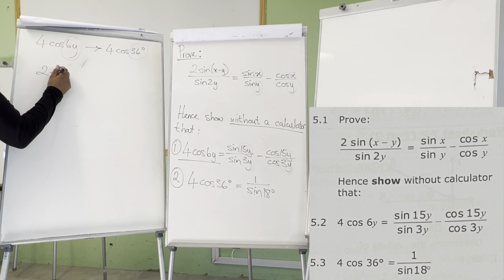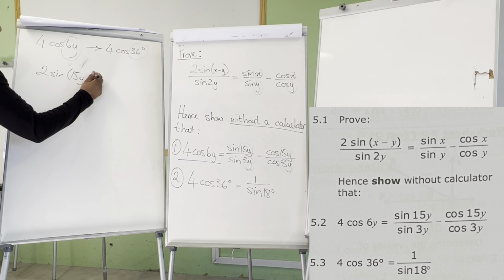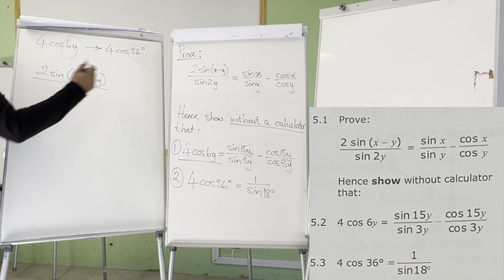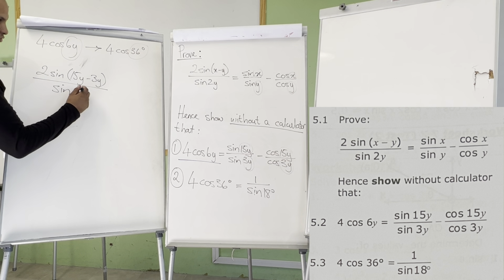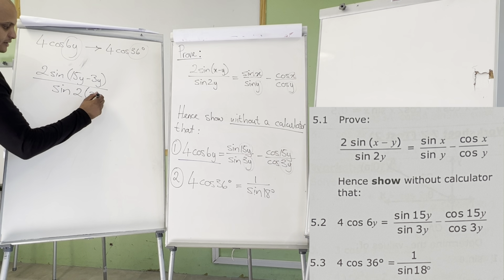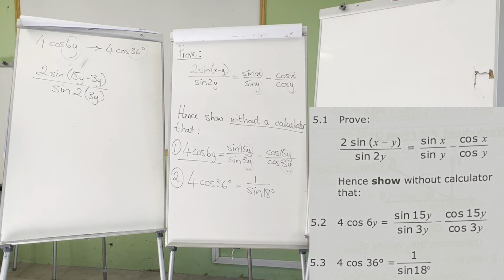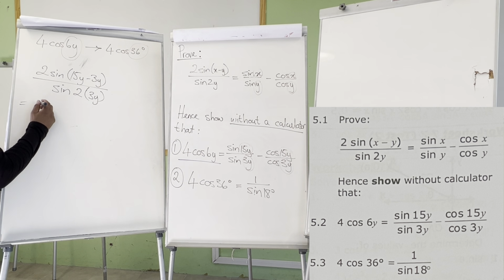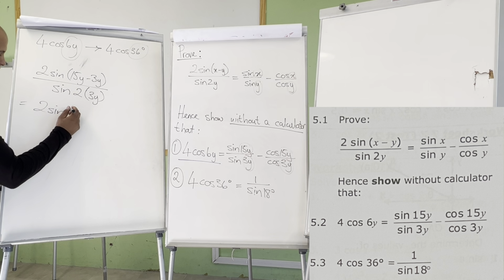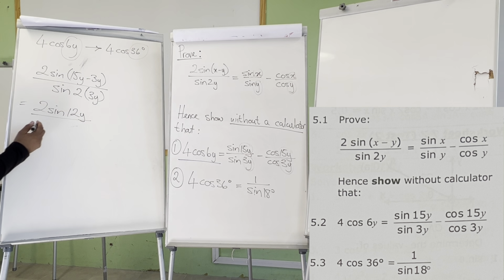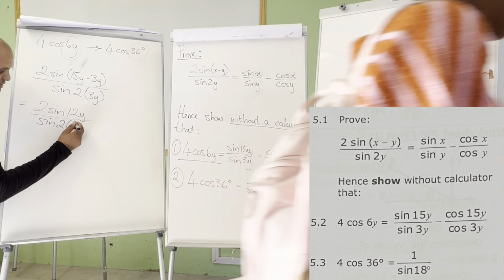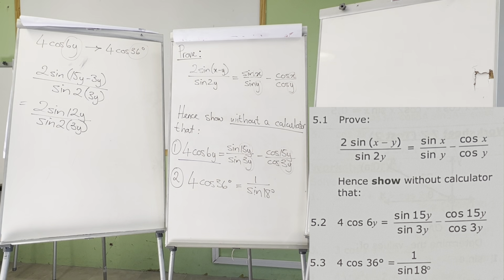Here you ended up by saying something like 2 sine of 15y minus 3y, and you said that is over sine of 2 times the 3y. Remember, that's what we worked out. We related this to that. Then we ended up saying 2 times sine of 12y over sine of 2 times 3y. Are we still together? I'm giving you a recap of the previous one.